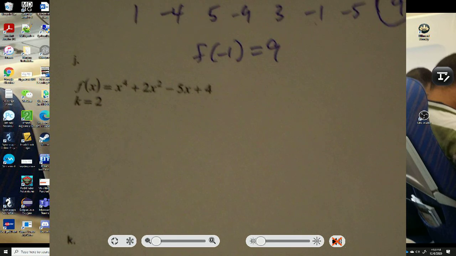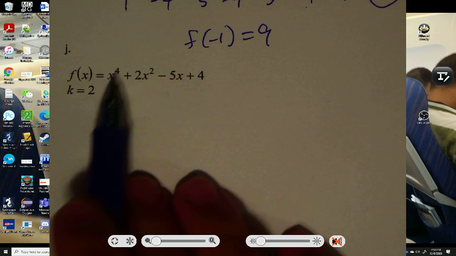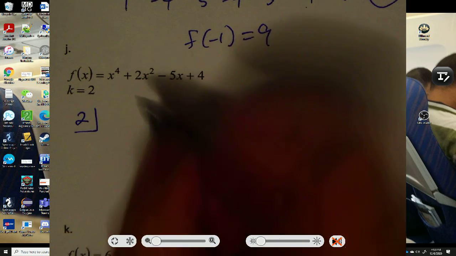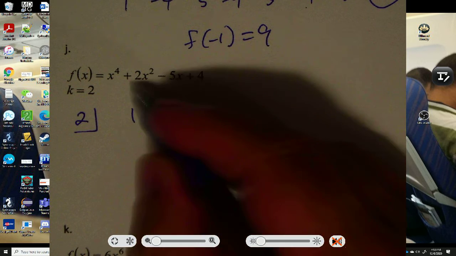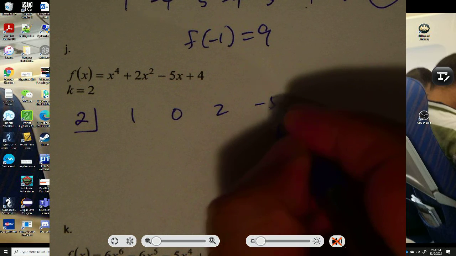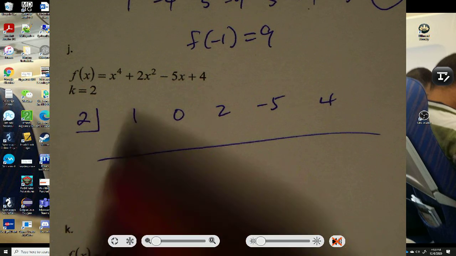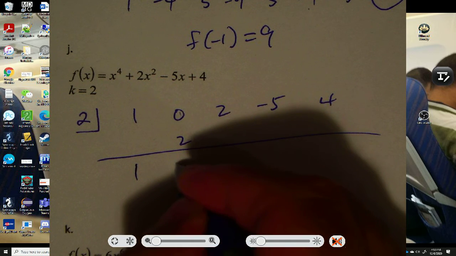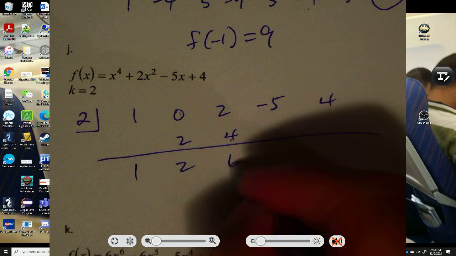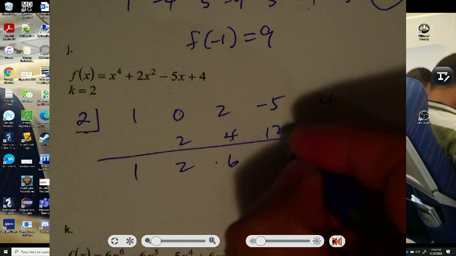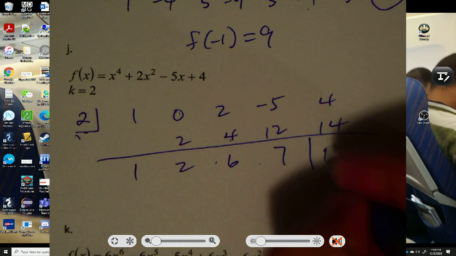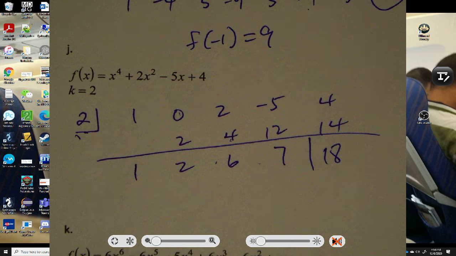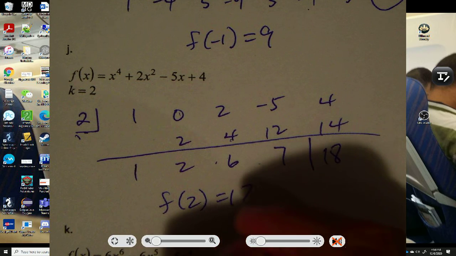So this is going to be relatively short because the technique is very quick. This one is missing terms. So I put my 2 there. I have leading coefficient 1. There's a 0, it's missing x cubed. But then there's a 2. There's a negative 5. And there's a 4. Bring down the 1. 1 times 2 is 2. 0 plus 2 is 2. 2 times 2 is 4. 2 plus 4 is 6. 2 times 6 is 12. 12 and negative 5 is 7. 7 times 2 is 14. I forgot to draw my little line. And final answer is 18. So that means f of 2 equals 18.